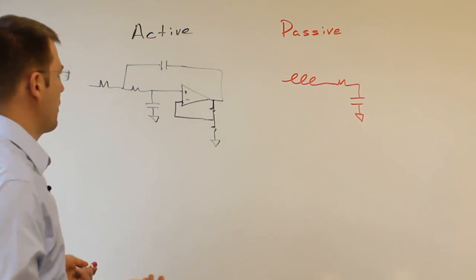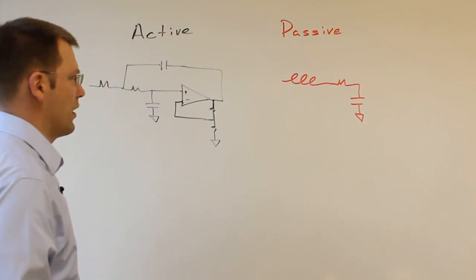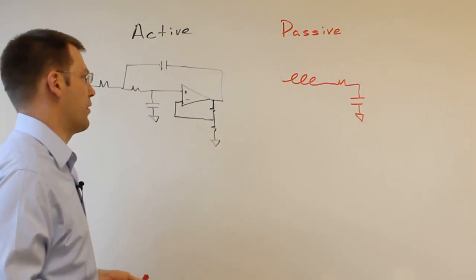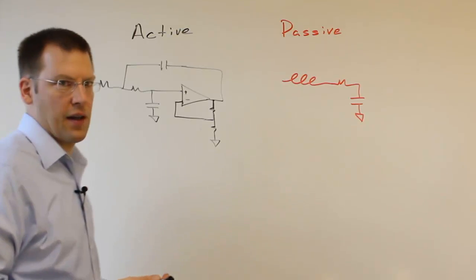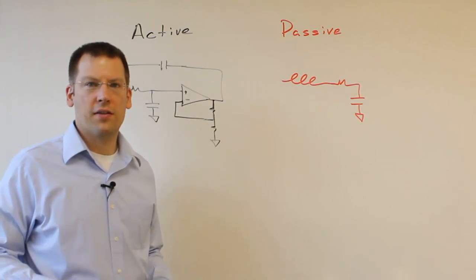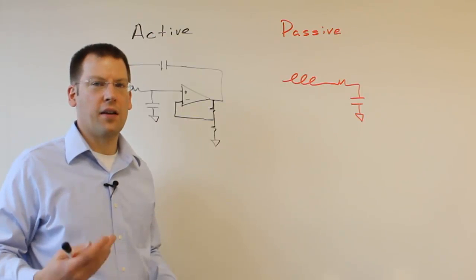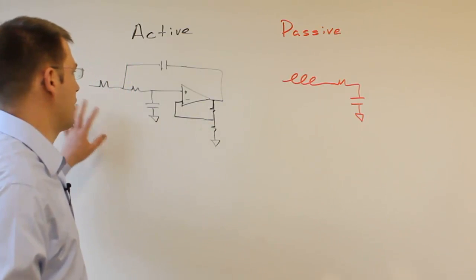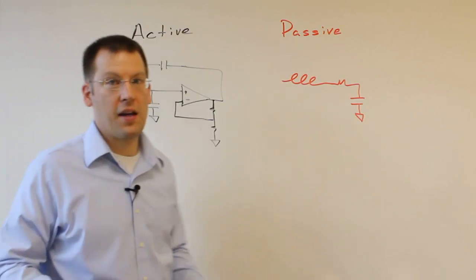And then another nice thing about active filters is that they do not use inductors. Inductors tend to be kind of high tolerance type components. And also at lower frequencies, inductors are physically large. So if you want to have a nice small filter design at the lower frequencies, having an active filter that only requires resistors and capacitors is nice. So those are some advantages of an active filter.